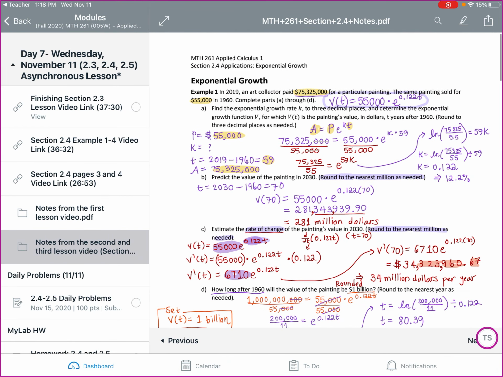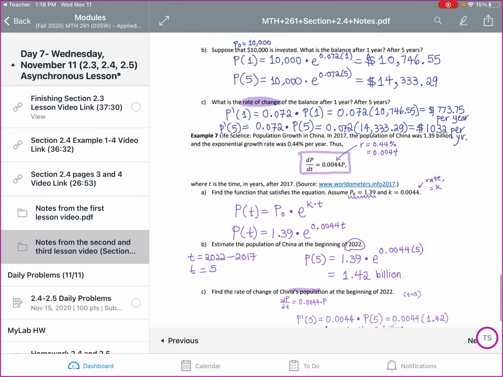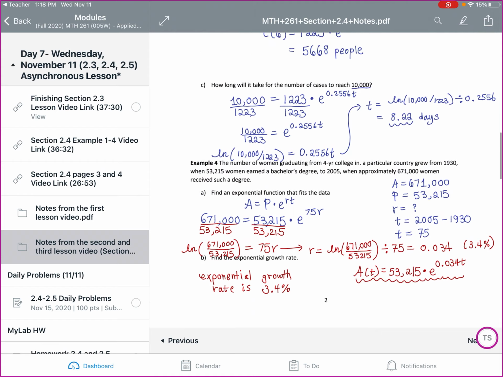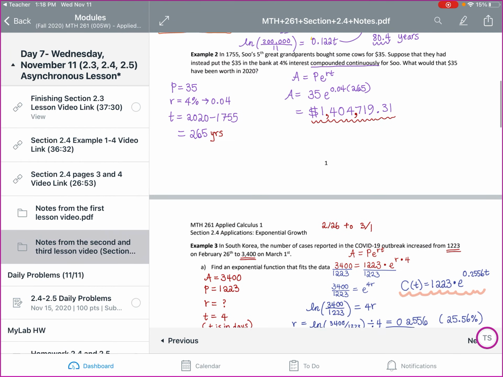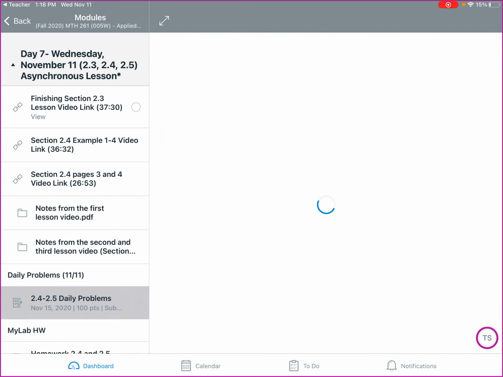I didn't combine those two, but the first part, examples 1 through 4, took me about 36 minutes to go over, and pages 3 and 4 were a little bit shorter, about 30 minutes. So the notes are over here if you want them. If you're listening to this, then you are watching the video, so thank you. Let me go ahead and finish 2.5.